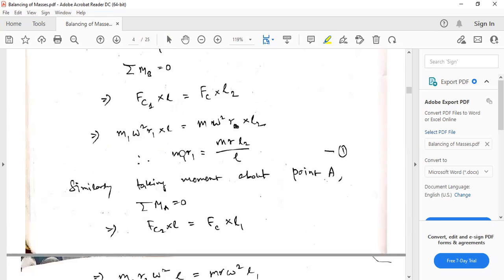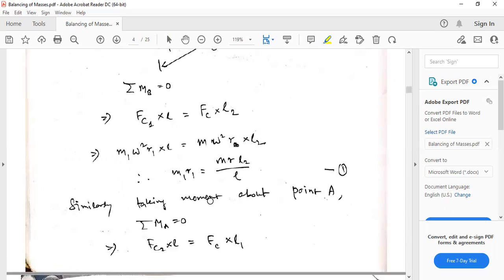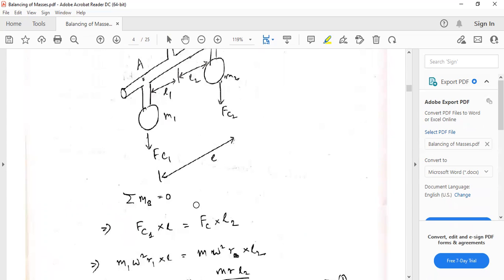So we can find M1R1 from here, which is equal to MRL2 by L. We need to actually have one of them, either M1 or R1. In the question it will be given which one. We may not know the mass, but we will know the radial distance. Similarly, if the mass is known, the radial distance will be asked. So we can find M1R1 from here.